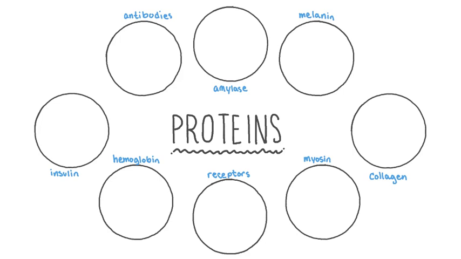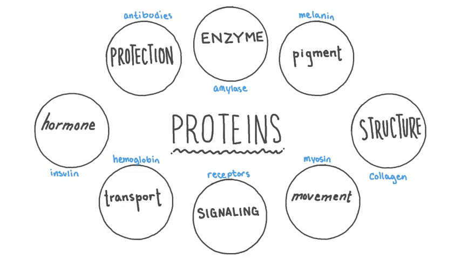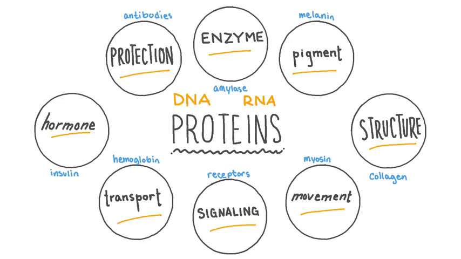Proteins are some of the most important and complex biological macromolecules because proteins carry out such a wide variety of functions within organisms. Proteins function as enzymes, as hormones, and as pigments. They help to protect our body from infection, and they function in the transport of materials. They play roles in signaling, they give cells and organisms structure, and they allow movement.